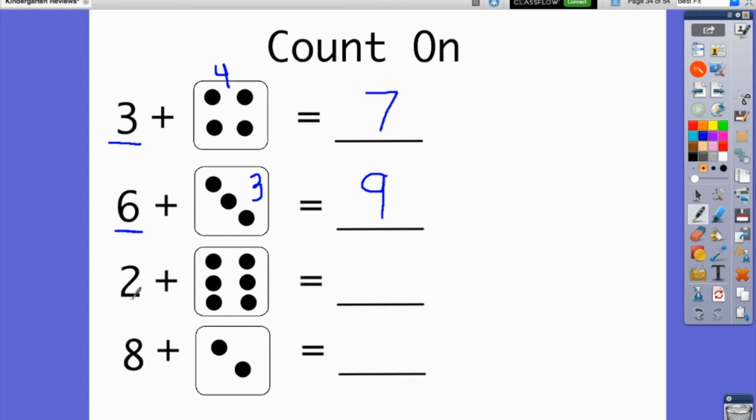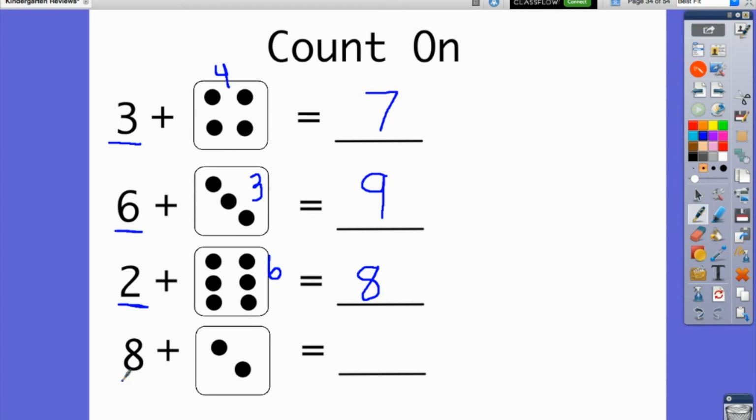All right, what about this one? We start with the number 2, and we're going to count on. So what comes after 2? 3, 4, 5, 6, 7, 8. We ended up at the number 8. What did we add together? 2 and what gave me 8? How many dots were there? 2 plus 6. 2 plus 6 equals 8.